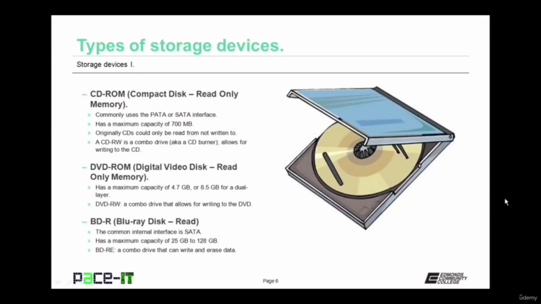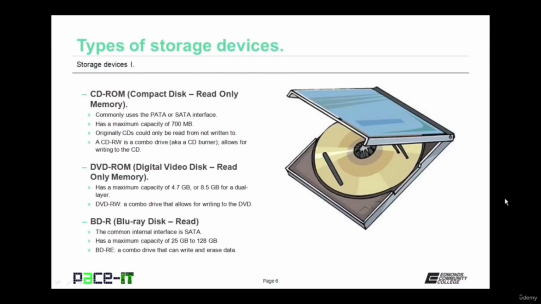So now let's move on to the CD-ROM, the compact disc read-only memory. When these first came out, they commonly used the PATA interface, but now more than likely you'll find them with the SATA interface. The CD-ROM has a maximum capacity of 700 megabytes. Originally, CDs could only be read from and not written to. But as technology advanced, things changed. Now a CD-RW is a combo drive, also commonly known as a CD burner. It allows for writing data to the CD.